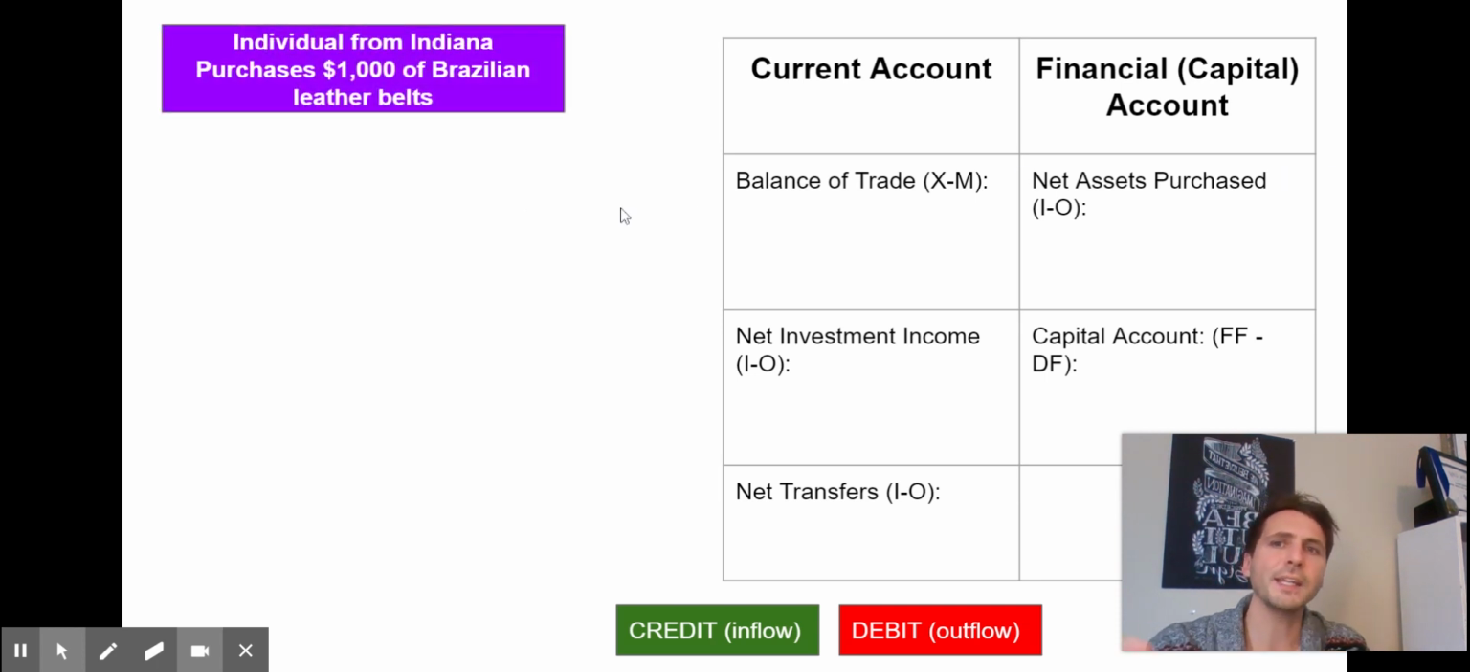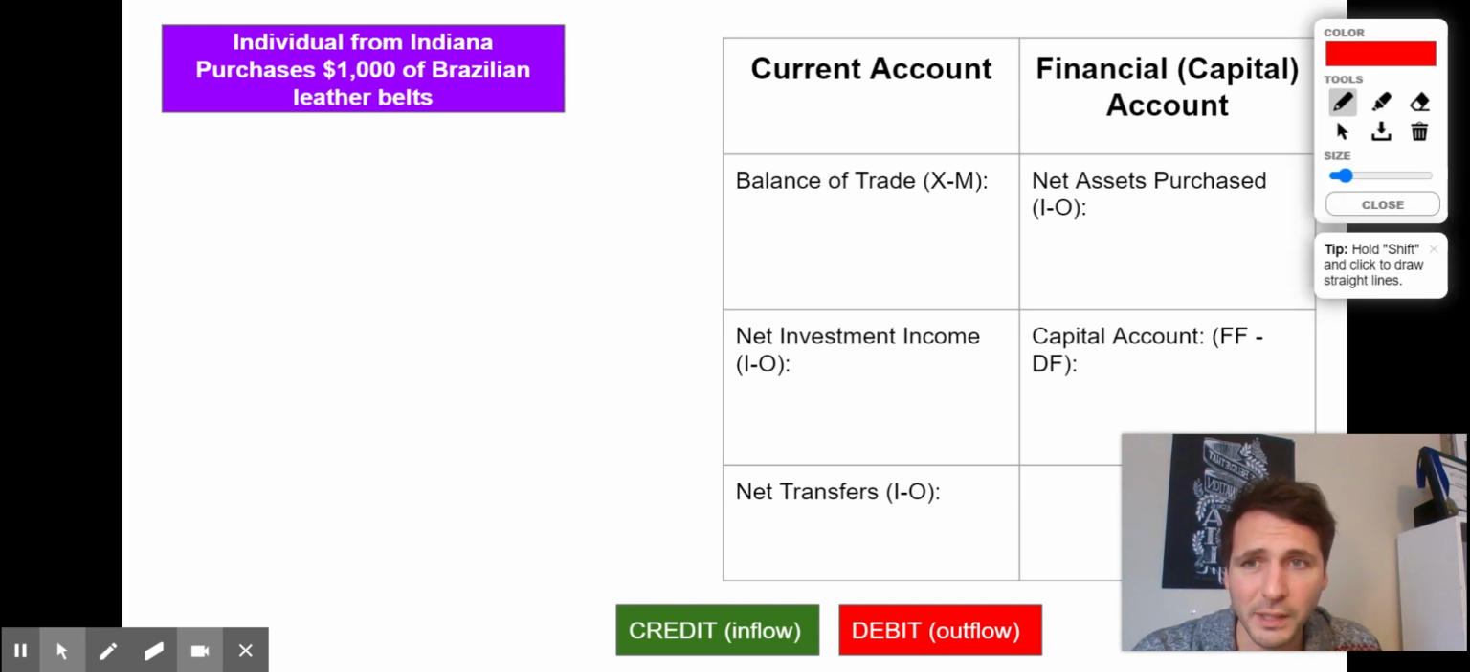Let's try them out. Let's say an individual from Brazil purchases $1,000 of Brazilian leather belts. First thing that you ask is, what category does this fall in? Is this income being made off of something? Is there money being transferred without the exchange of goods or services? Is it the purchase of an asset? Is there debt forgiveness? Or is this the purchase of a good or service? The answer is, well, it's a purchase of a good or service, right? They're purchasing $1,000 of Brazilian belts.